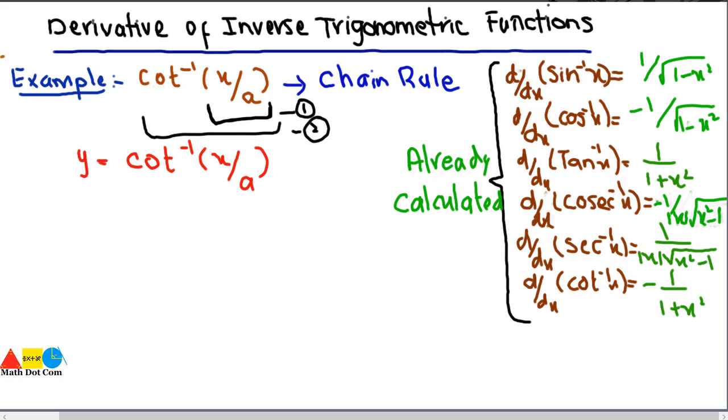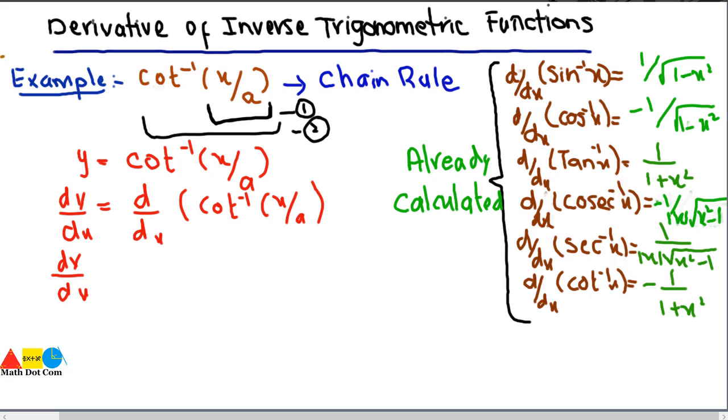x over a. How will you find its derivative? Let's find. dy by dx is equal to d by dx of cot inverse of x over a. Now what do you have to do? You need not use the chain rule here. You just need to find the derivative of this function first. So if we say that this function is the same as cot inverse of x, you have to consider the derivative of cot inverse of x currently. Then we will move further.